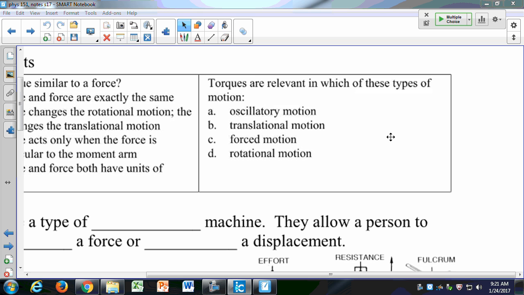So, rotational motion. Torques cause things to rotate, to move in a circle. Oscillatory motion, we're going to get to that when we get to sound and hearing. It's vibrations. All right? So we'll get to that. Translational motion means it moves in a straight line.